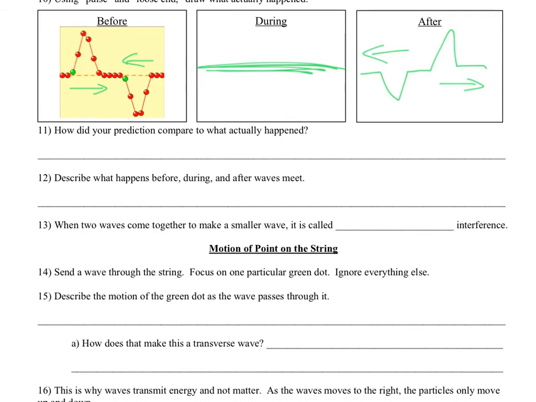So it asks about your prediction. So what happens before, during, and after? So again, during, they combine or cancel each other out, however you want to say it. And then after, they pass through. They do not bounce off each other at all. All right, this is known as destructive interference.